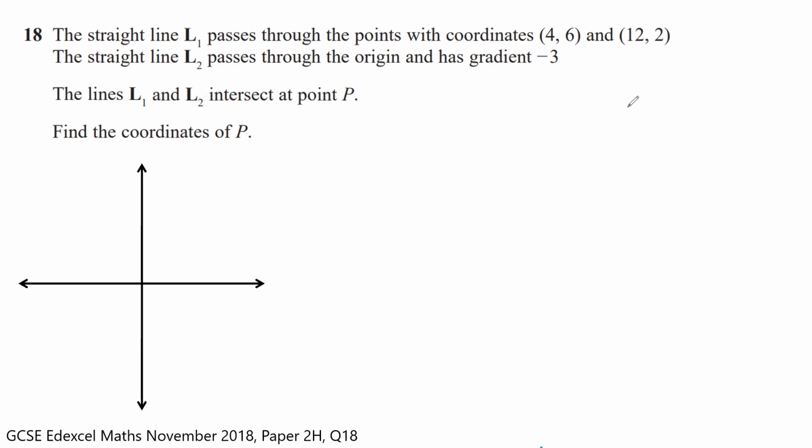So we've got a straight line L1 passes through 2 points with the coordinates (4, 6) and (12, 2). Then we've got the straight line L2 passes through the origin and has a gradient of -3. We've been told that the lines L1 and L2 intersect at point P, and then we've been asked to find the coordinates of point P.